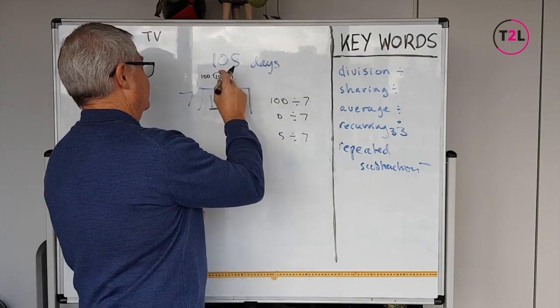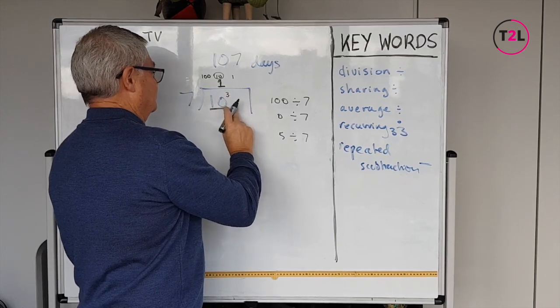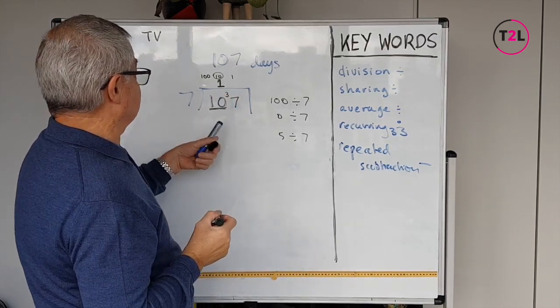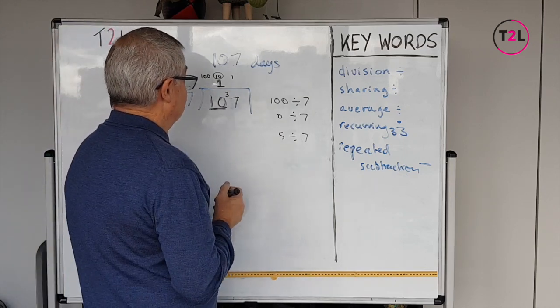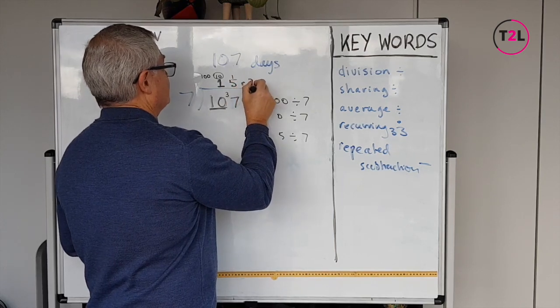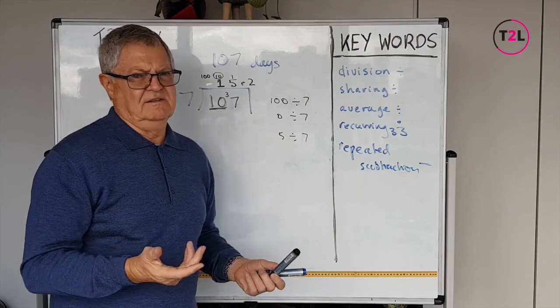We might make that 107 days. I didn't mean that to be too convenient. So we ended up with how many sevens in 37, and then we went, okay, so how many sevens in 37? 5 there, that's 5, and 2, and then we put 2. And yeah, okay, that's correct.